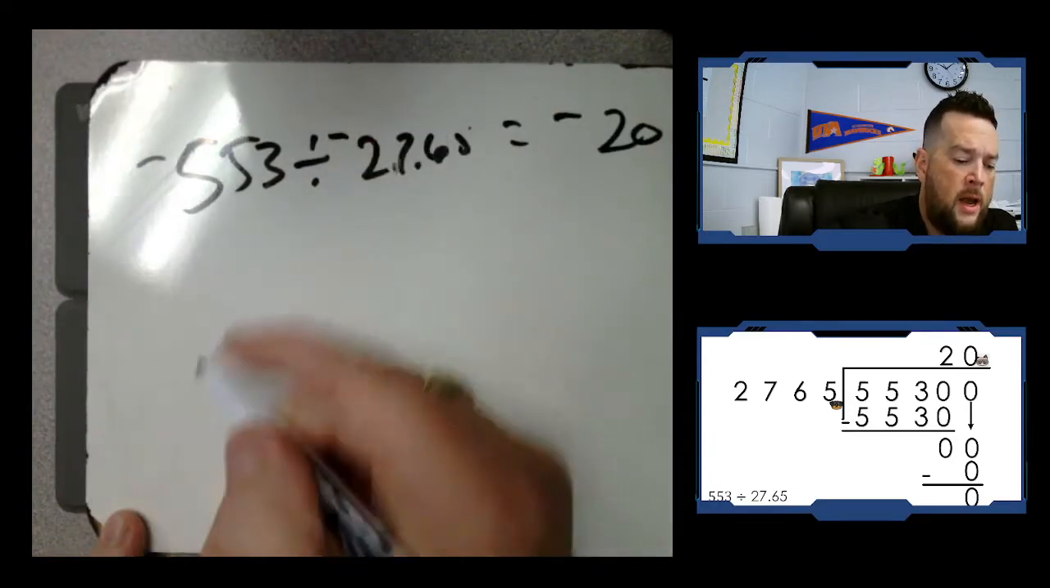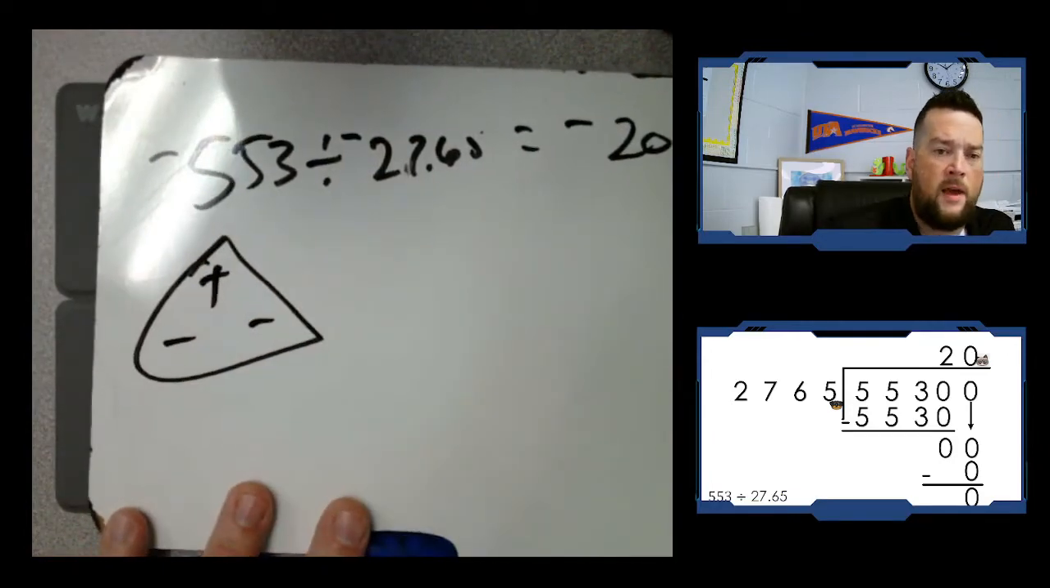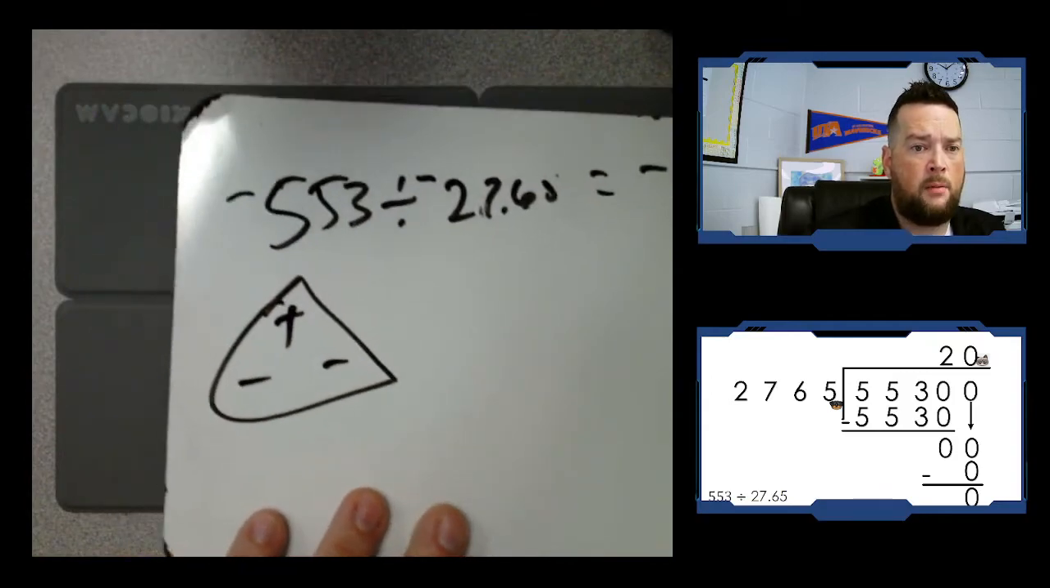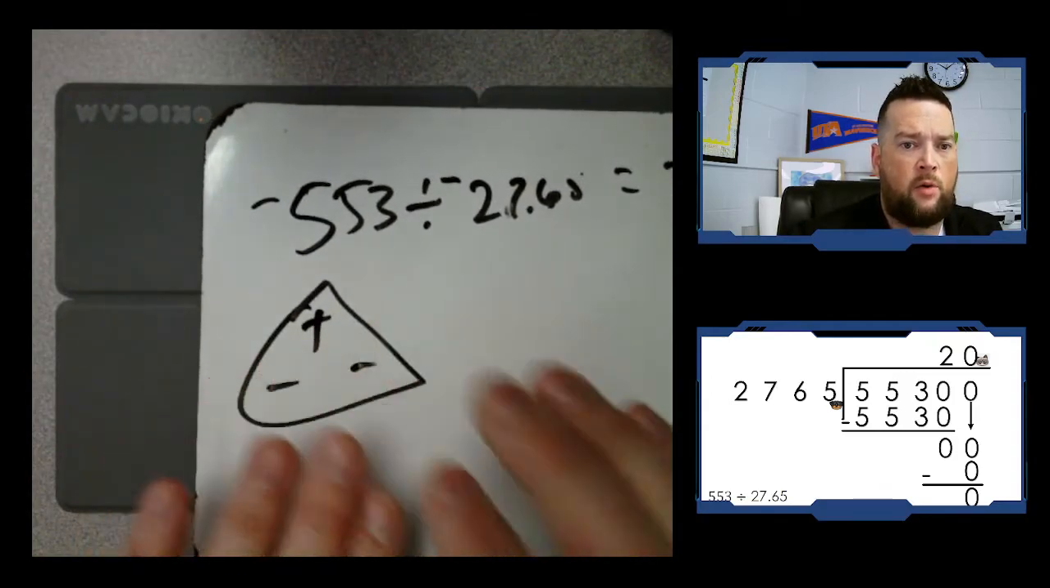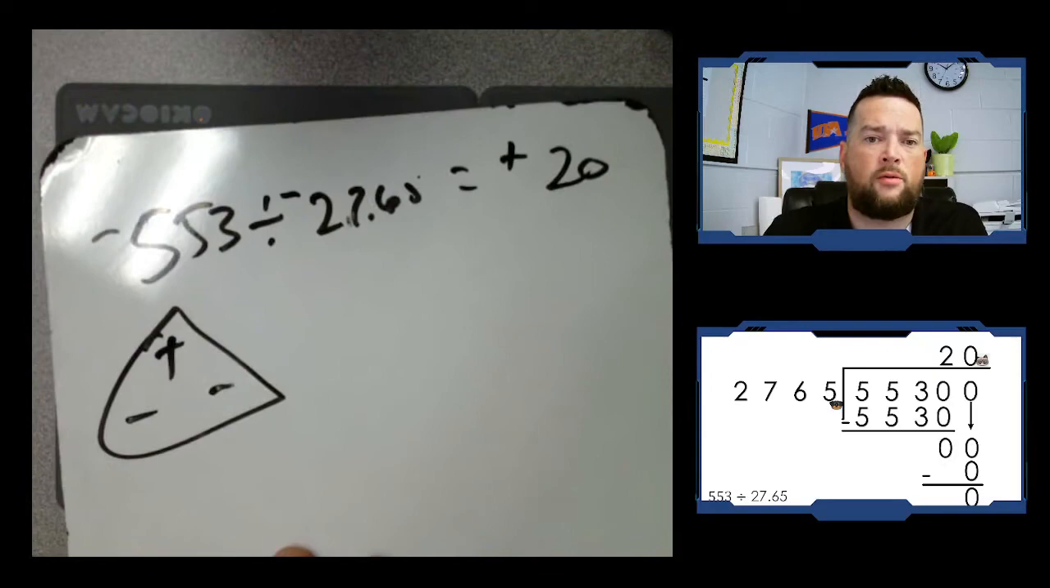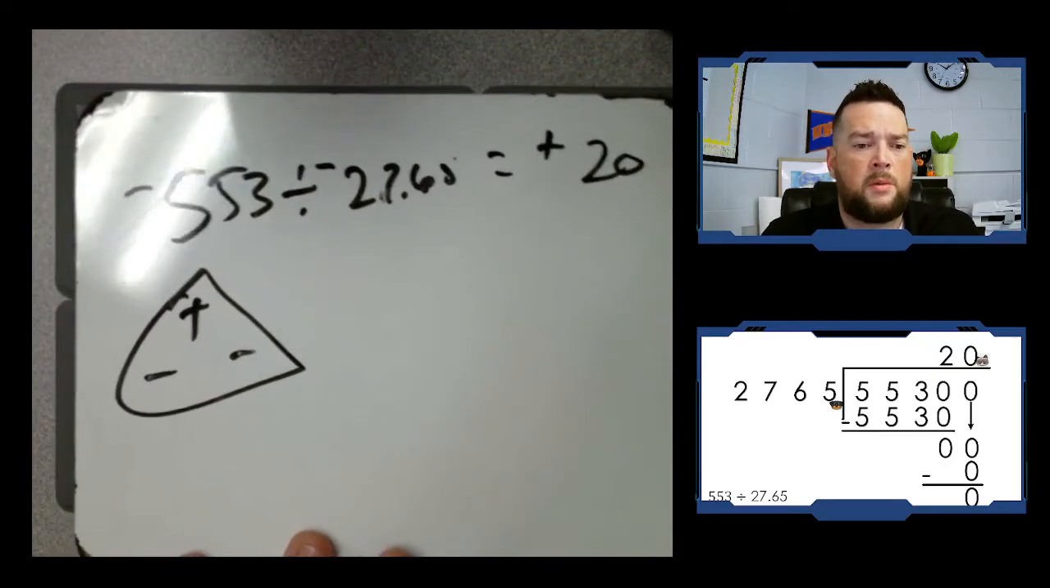If both of them were negative, you've got division of negative numbers. A negative divided by a negative would be a positive. So you'd have a positive quotient just like that. So just remember all that.